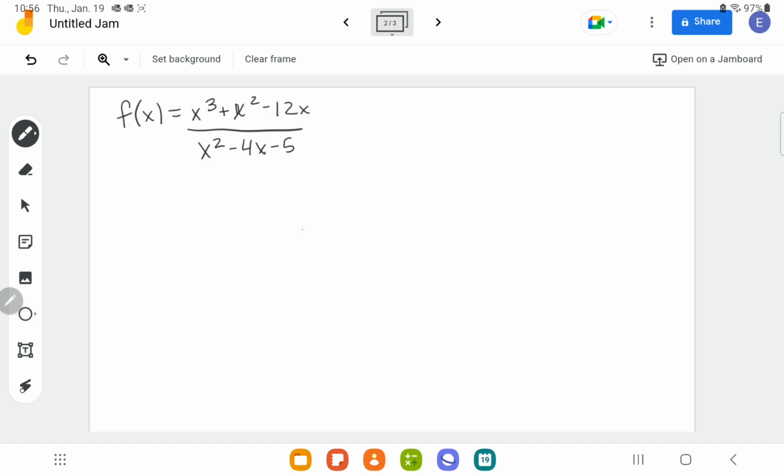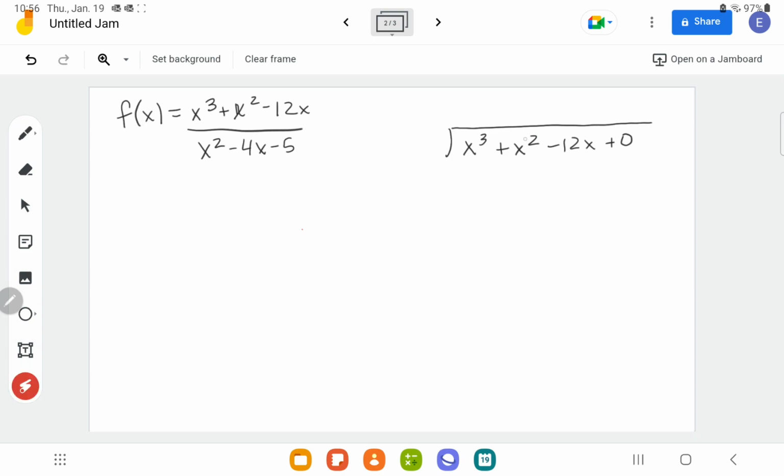So this is the division that I want to do. When I'm doing my long division, polynomial division, I have to put the top in here. So x cubed plus x squared minus 12x. And here I'm missing a term. I'm missing my constant term, so I'm going to put plus 0.